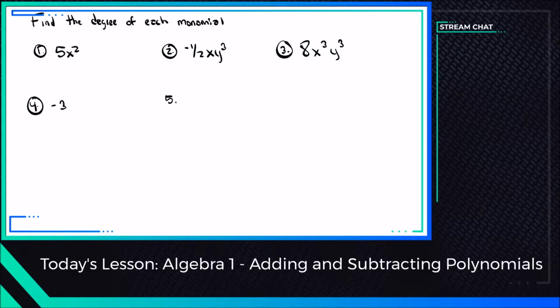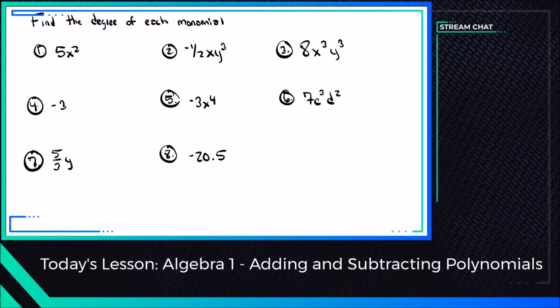The fifth one is going to be -3 times x to the fourth. The sixth one is going to be 7c cubed multiplied by d squared. The seventh one is going to be 5/3 multiplied by y. And the eighth one is going to be -20.5.